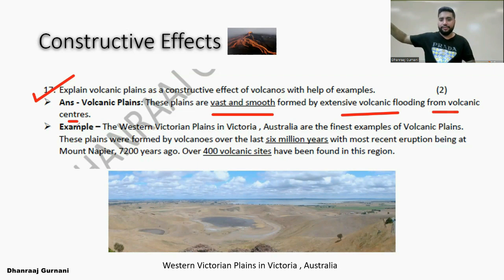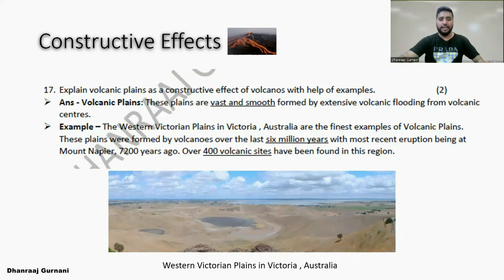the lava spreads very, very far away, vast and smooth, extensive volcanic flooding and volcanic centers. That is, after some time, obviously, as we know, the lava will cool and solidify into rock. And once that happens, these volcanic plains are formed, which are vast and smooth. An example of volcanic plains are the Western Victorian plains in Victoria, Australia. Here you have an image.